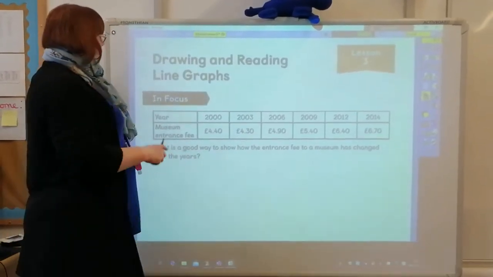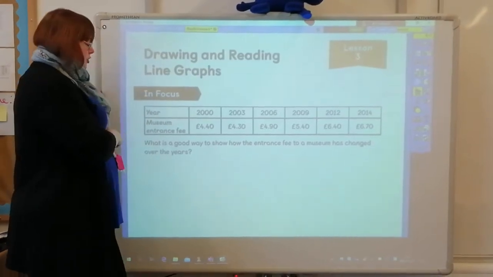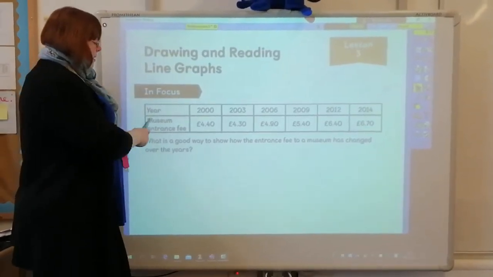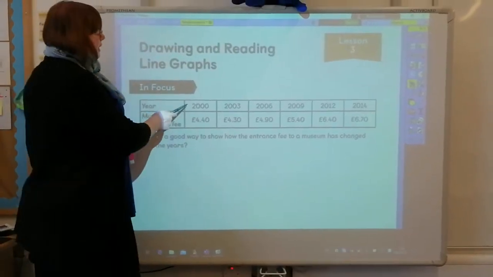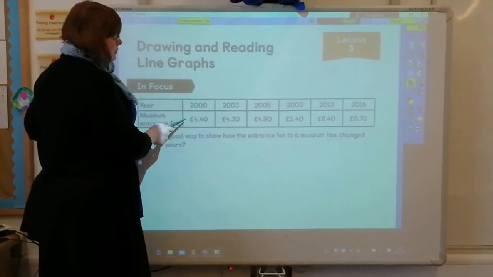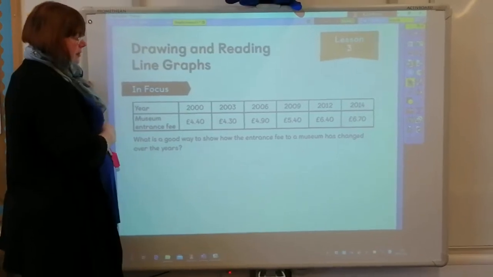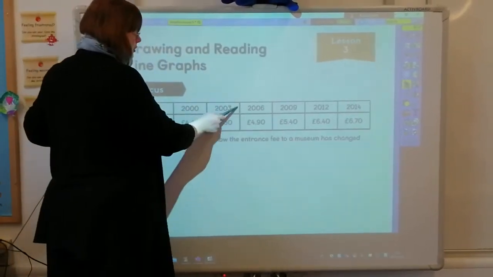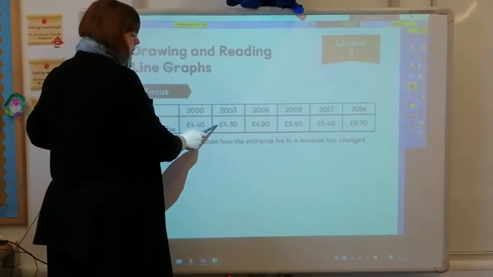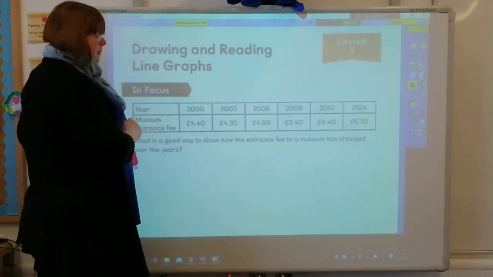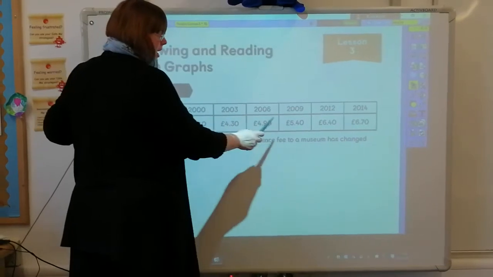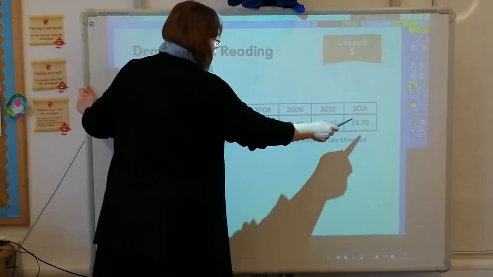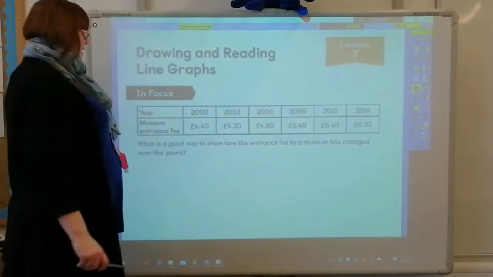So, we have a table here that shows how much a museum entrance fee has changed over the years. You can see it starts off in the year 2000, it's £4.40 to get in. Then in 2003, it goes down a little bit to £4.30. Then in 2006, it goes up to £4.90. And it goes up every year till 2014.